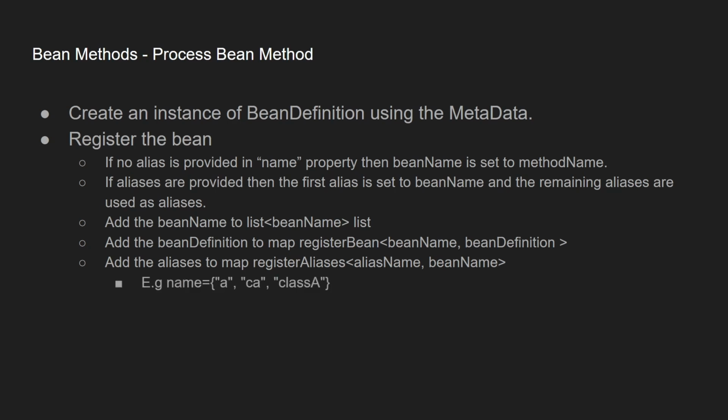as the value. For example, if the name property for bean annotation has a list of names called A, CA and class A, the bean name here will be A and the register aliases map will have two values with key as CA and value as A and key as class A and value as A. You will see the reason why alias names are kept as key and class names are kept as value. Once the bean annotation configuration is done, the XML configuration starts.